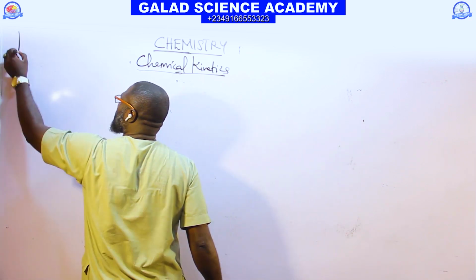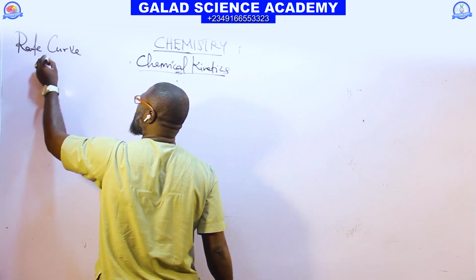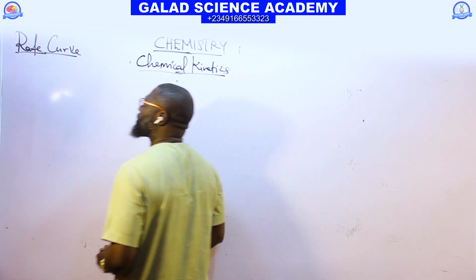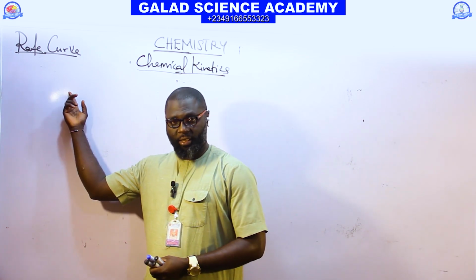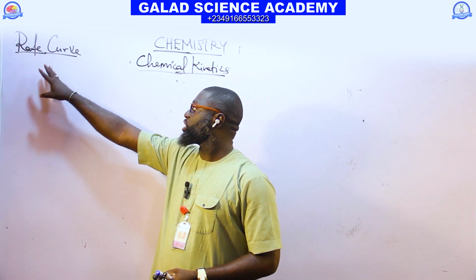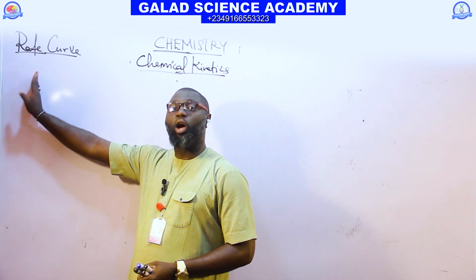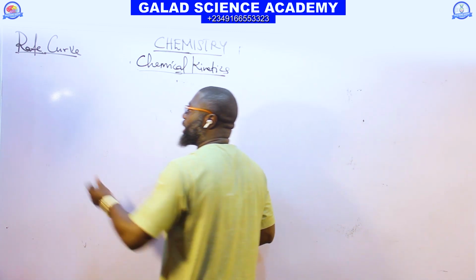Rate curve. The rate curve can be obtained by plotting the concentration of reactants or products with time.